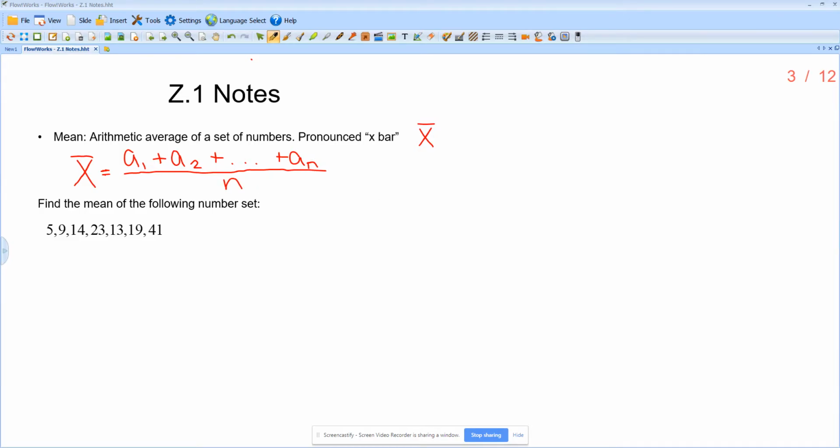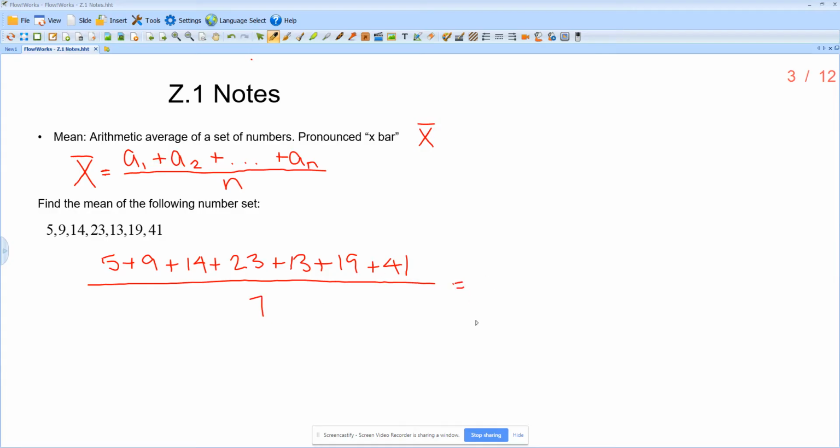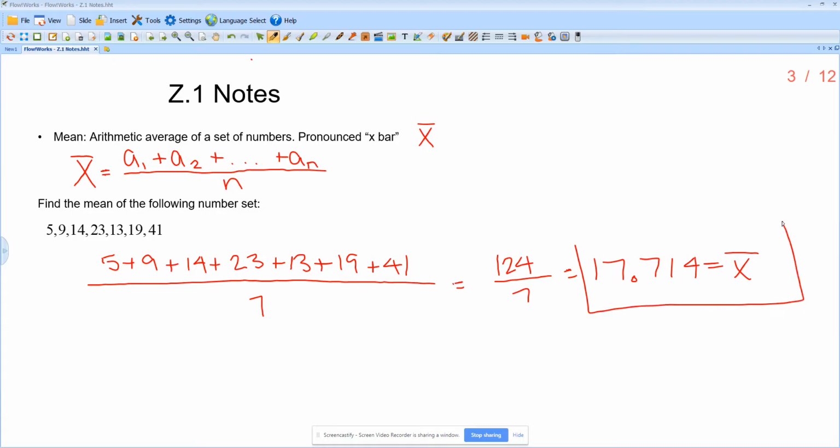Notationally that looks a little bit weird, but you guys know how to do this already. So here, if I'm finding the mean of this set of numbers, I have 5 plus 9 plus 14 plus 23 plus 13 plus 19 plus 41 over, there are 1, 2, 3, 4, 5, 6, 7 terms. When we add that together, we get 124 over 7, which is 17.714. So there we have our arithmetic mean, our X bar. Notationally, again, that is just how we write that we are finding an arithmetic mean.